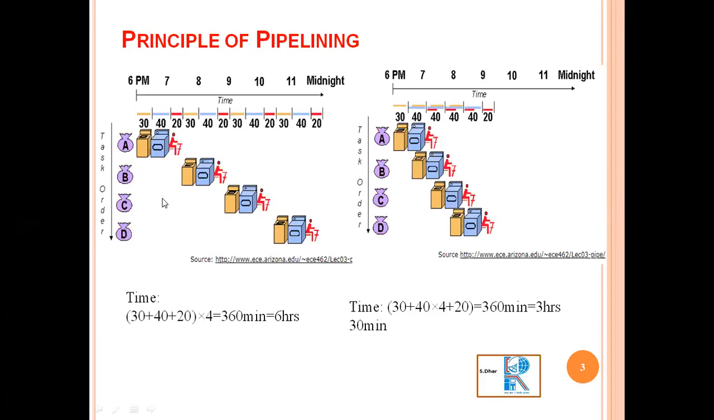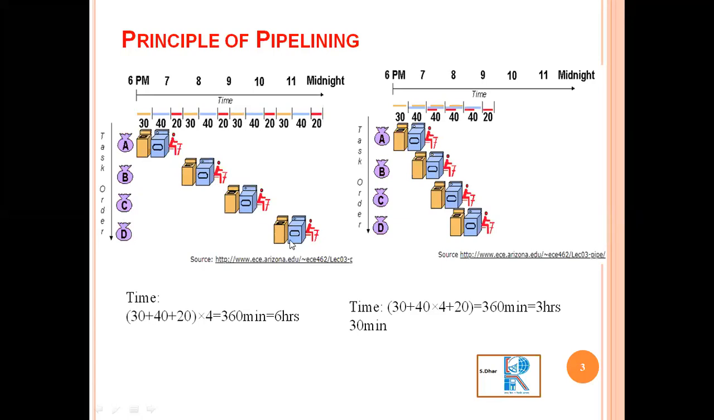Now see what the total time required is. For washing clothes A, the total time required is 30 plus 40 plus 20. Then for B, again 30 plus 40 plus 20. Then for C, 30 plus 40 plus 20, and D also 30 plus 40 plus 20. So we know how to find out. We have to add all the times. That means 30 plus 40 plus 20 plus 30 plus 40 plus 20 plus 30 plus 40 plus 20 plus 30 plus 40 plus 20.